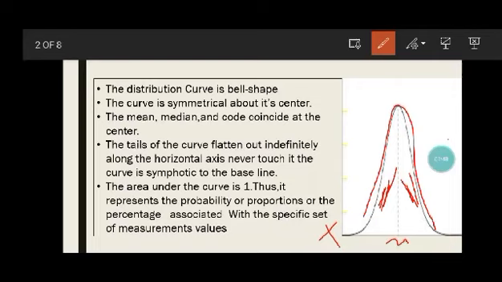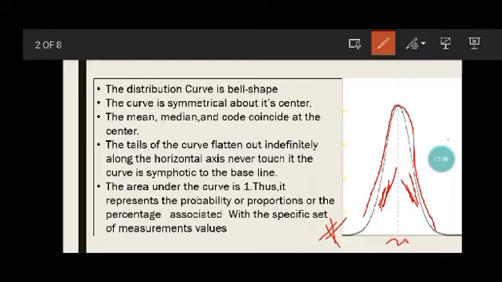The tails of the curve flatten out indefinitely along the horizontal axis, never touching it. The curve is asymptotic to the baseline. So the tail of the curve of the distribution does not touch the x-axis. The tail just approaches the x-axis. That is what asymptotic means: it only gets closer to the x-axis without touching it.